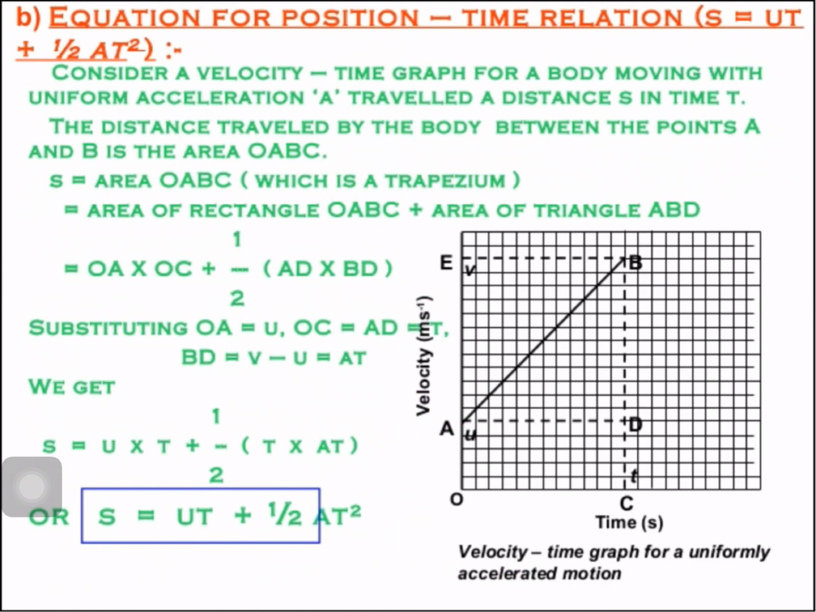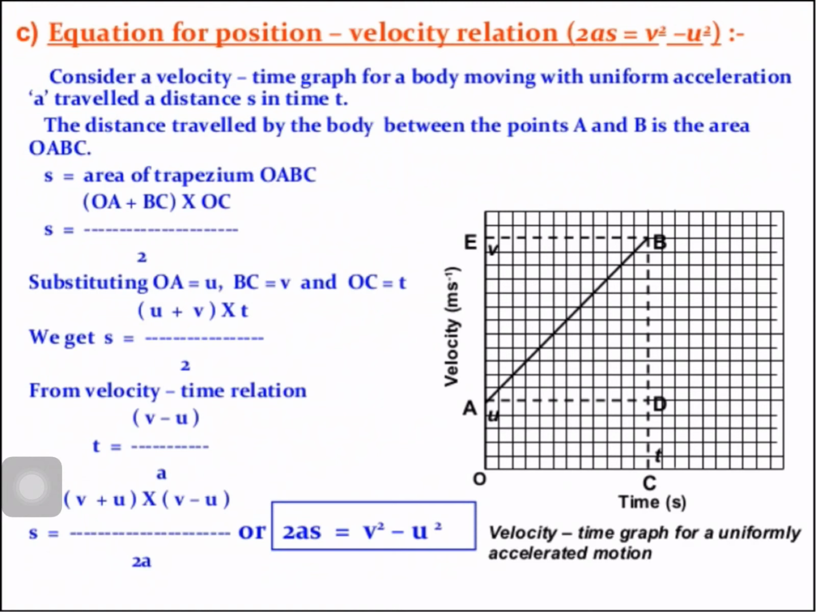See, the area of the trapezium is nothing but the sum of the areas of the rectangle and the triangle. So we can write the area of the rectangle, breadth into height, as OA into OC, plus the area of the triangle, half into AD into BD. Then you substitute the value BD equal to V minus U equal to AT, and finally you get S equal to UT plus half AT square. Right? Very simple.